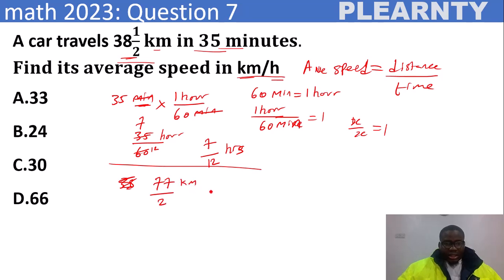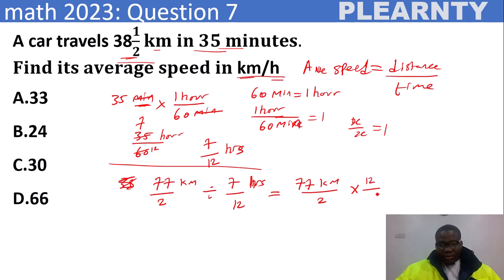kilometer. Then you want to divide it, distance divided by time. You want to divide it by 7 over 12 hours. This is the same as saying 77 kilometer over 2 times, then you reverse this, 12 over 7 hours. Note the hours is now down, the kilometer is up.